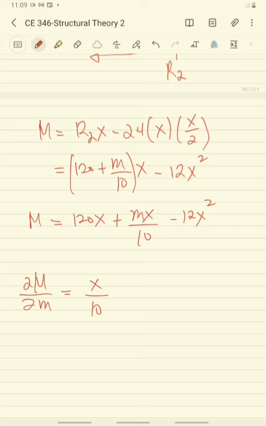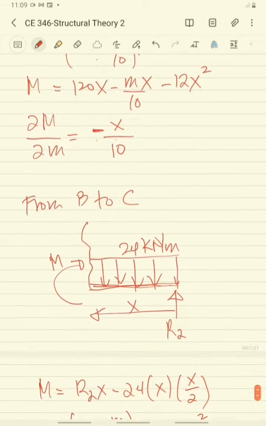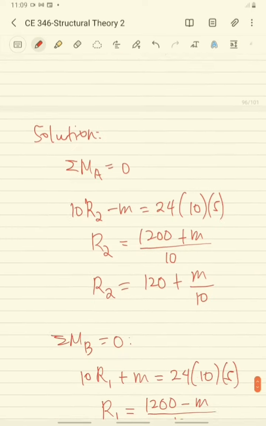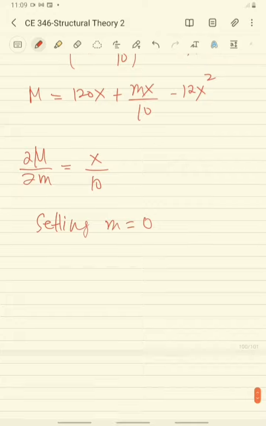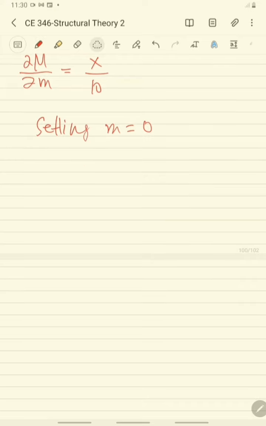So we already have our equations. So we will set m equal to 0, because we don't have the couple moment at point C, or 4 meters from the support A. So we don't have the couple moment. So our couple moment m is equal to 0. So we will substitute this to our equation.